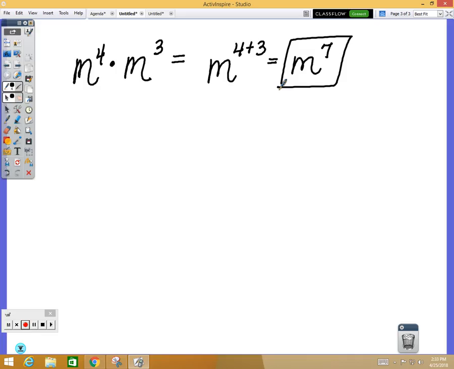So now that you remember how to do it, let's say we have 12 to the second power times 12 to the 8th power. What's that one going to be? Dawson.